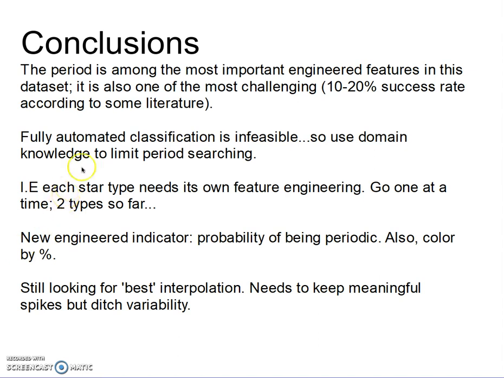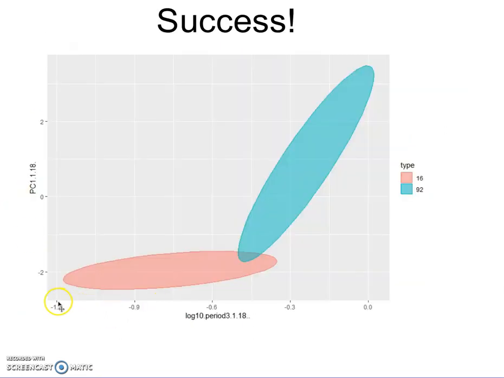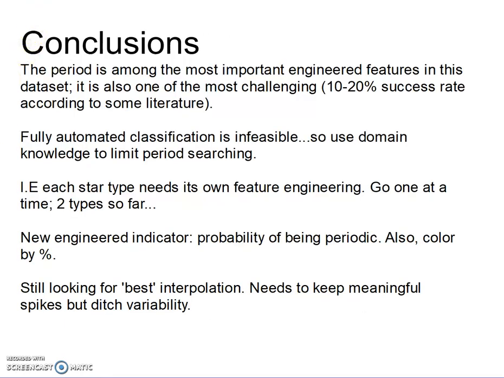In conclusion, the period was very difficult and needs probably some outside domain knowledge in order to classify. The fully automated classification was infeasible. That means going all the way to the left and all the way to the right, finding the period of that horrible function wound up being impossible.